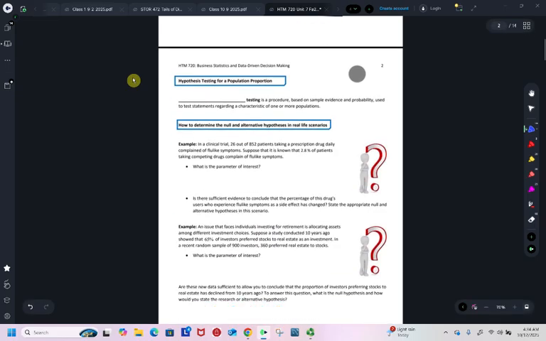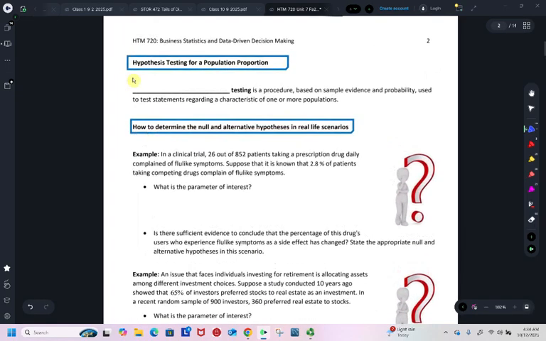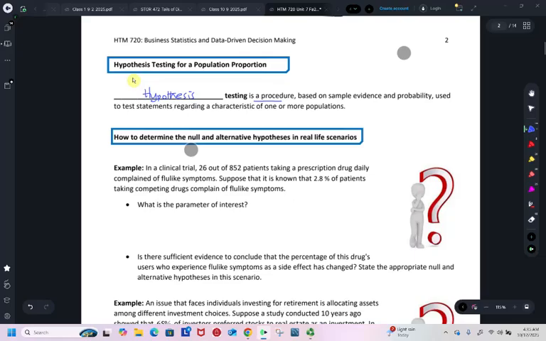So to get started, we note that hypothesis testing is a procedure or a sequence of steps that uses sample data, facts, or evidence and probability in conjunction in order to test claims that are made about a particular population.